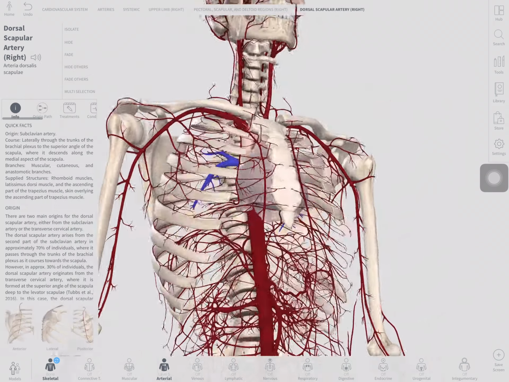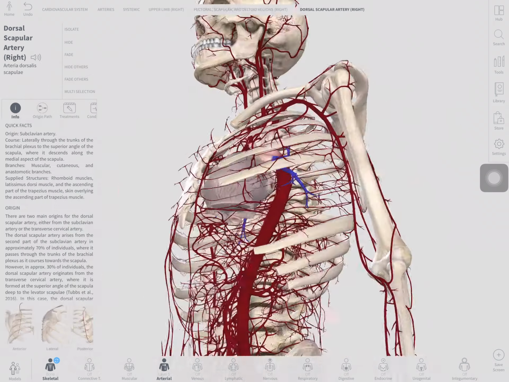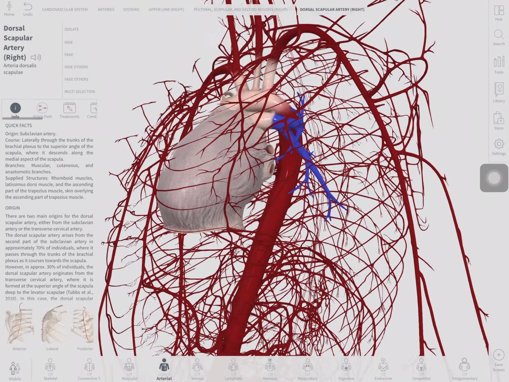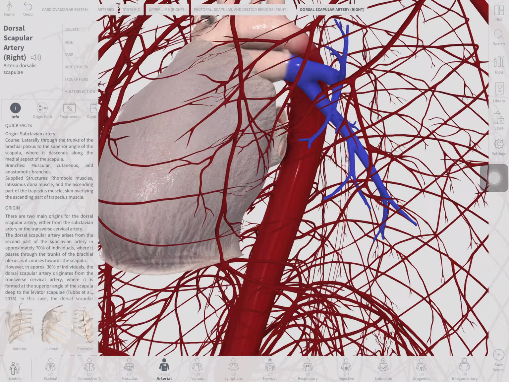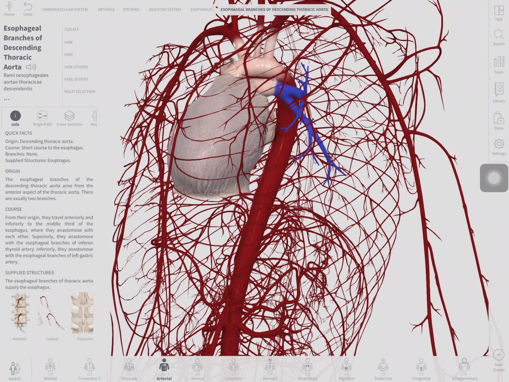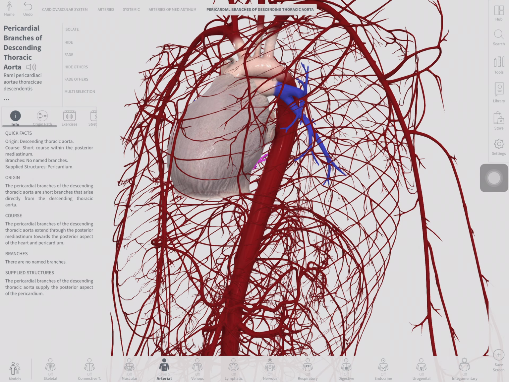There are also branches that are supplying the mediastinal organs. This is the esophageal artery, then the pharyngeal artery is present here. This is the pharyngeal artery, pericardial artery, and all this stuff.